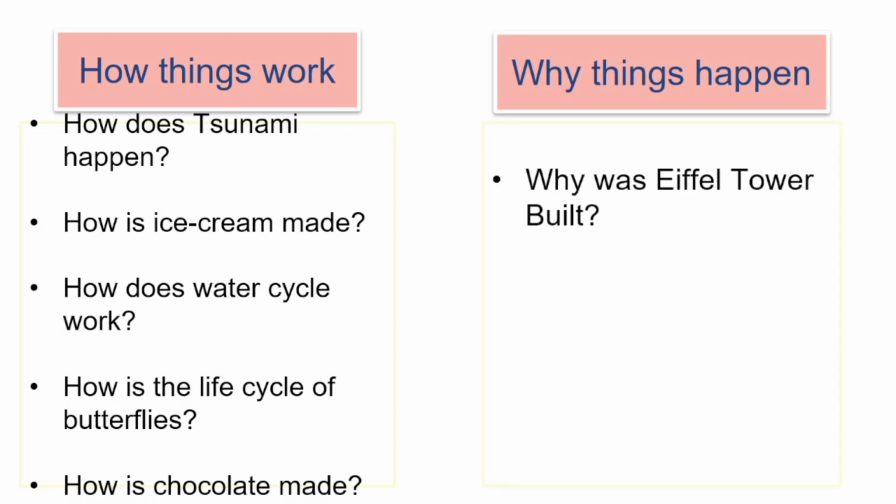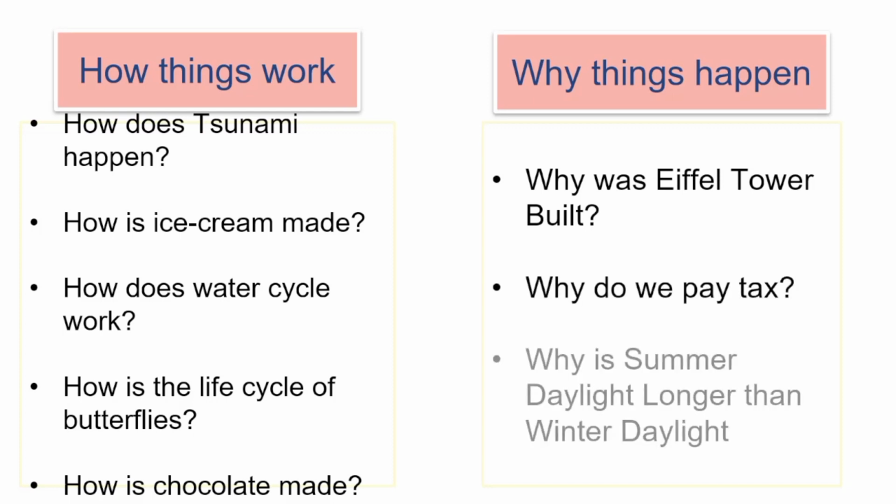And then, why things happen. Why was the Eiffel Tower built? And why do we pay tax? Or why is summer daylight longer than winter daylight? Okay, so these are some examples of how things work and why things happen.